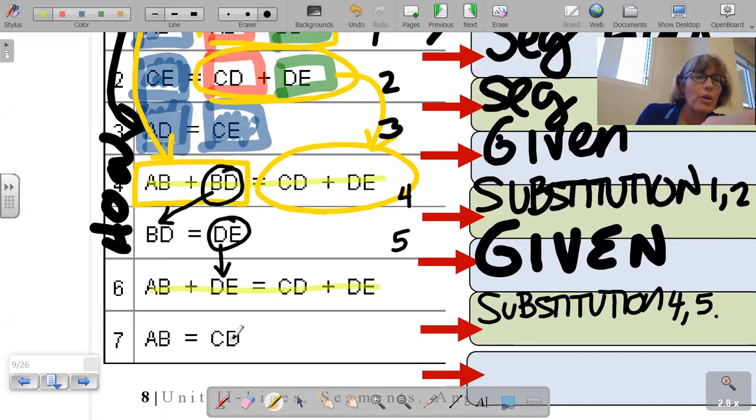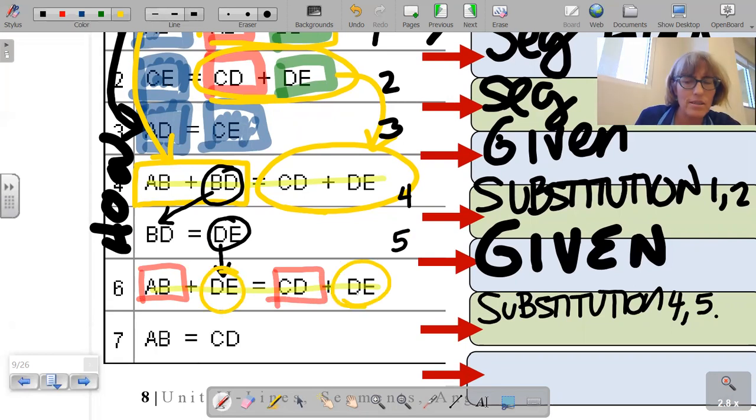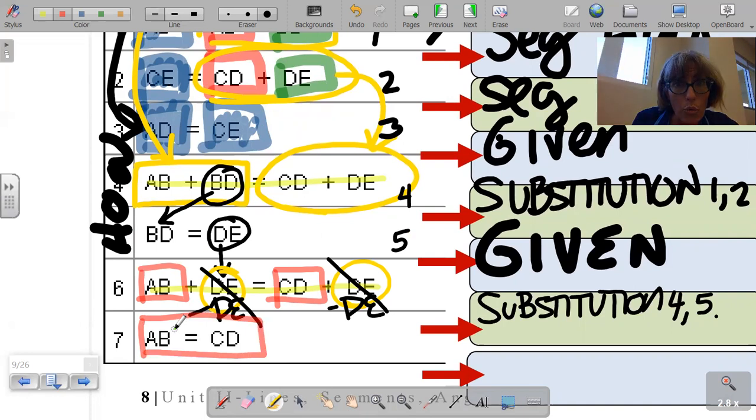Last step. Remember, we're trying to connect the reds, which are these two guys. Now look, you now have the exact same thing on both sides. Because you have the exact same thing, you can subtract the exact same thing from both sides. And if you do that, ta-da, you get what you're trying to prove, which are the red segments being equal to each other.